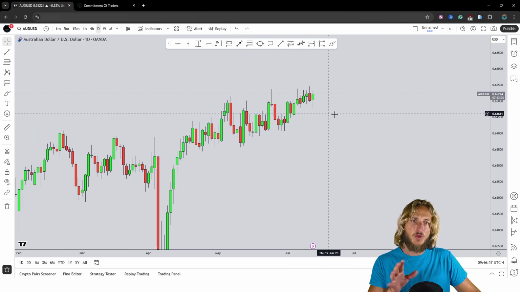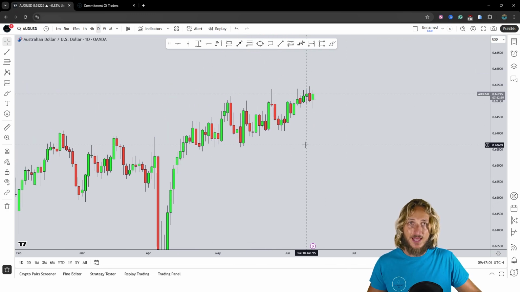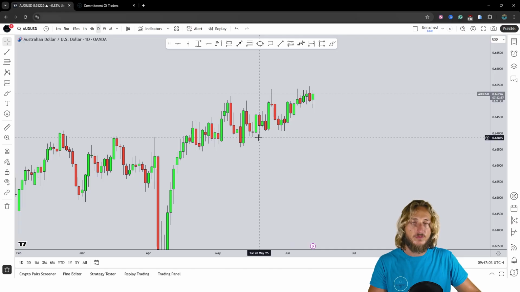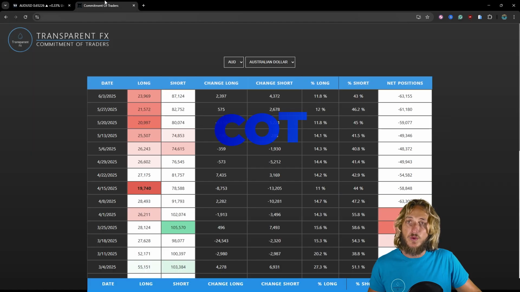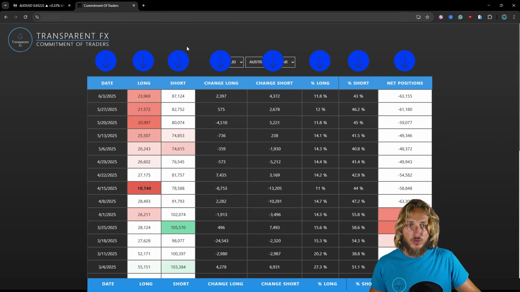But at the moment, what do we have? Well, before we dig deeper into what we have from a technical perspective here on the daily time frame, first let's go and see what we have when it comes to the commitment of traders, so what the big players in the market are doing, and let's look at the data precisely for the AUD.